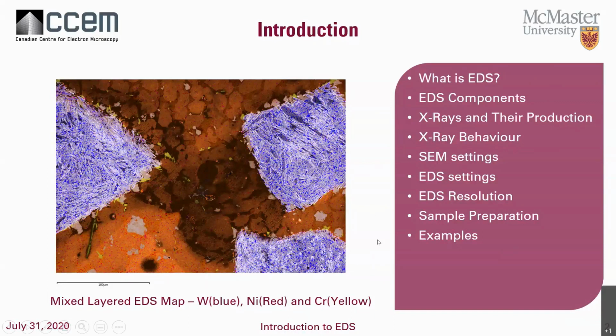You can see here a nice picture showing some EDS mapping, and we're seeing different elements, and it's a mixed map, so we can see the different colors. So it's orange because there's a mixture of red and yellow.